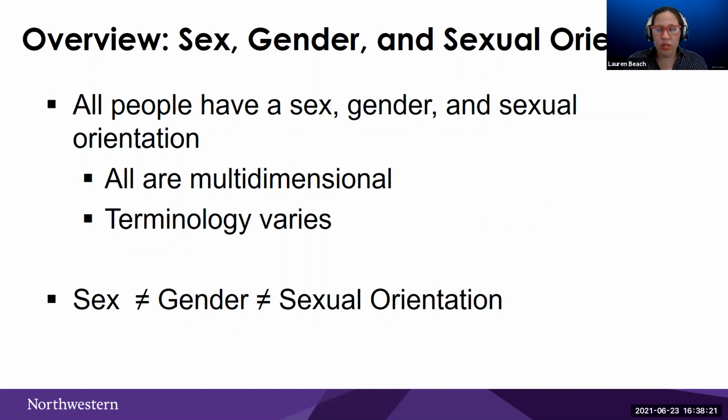So, digging in a little bit more into those dimensions that were noted in the NIH definition of SGM, this is a starting point to start building our terminology and our conceptualization of sexual orientation and gender. I think it's important to say that all of them are multidimensional and that everybody has one. Terminology varies, and they're three different things.